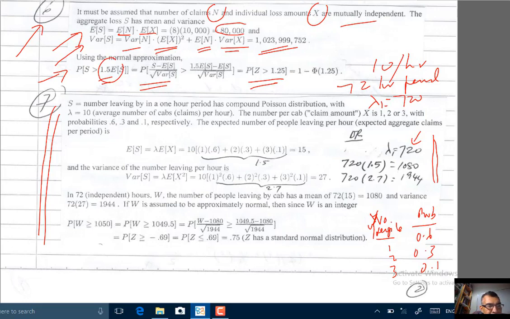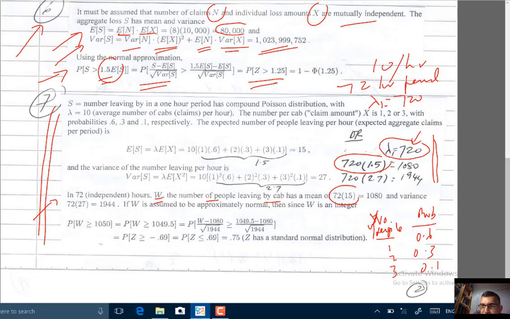Now I'm working in 72-hour periods. So in 72 hours, let's call it W. Let me use the same letter so you can follow the solution. W, the number of people leaving by cab, has a mean of 720 times 1.5. Now where do I get that? The answer is 72 times 15. Don't worry about it. I told you just now that you can follow all the lines and get the answers. But I'm looking at my interpretation. I'm taking my lambda 1 as 720 because I'm considering a 72-hour period.